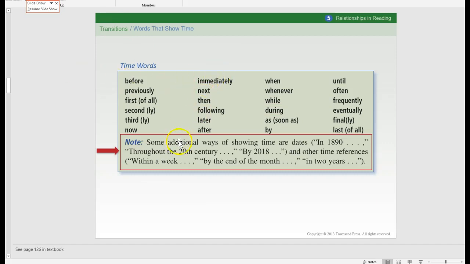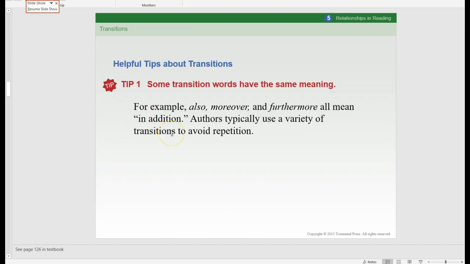So in addition to these time words, you can also use dates. In 1980, throughout the 20th century, by 4 o'clock. These are other transitions for time. Alright, let's go over some helpful hints or tips.